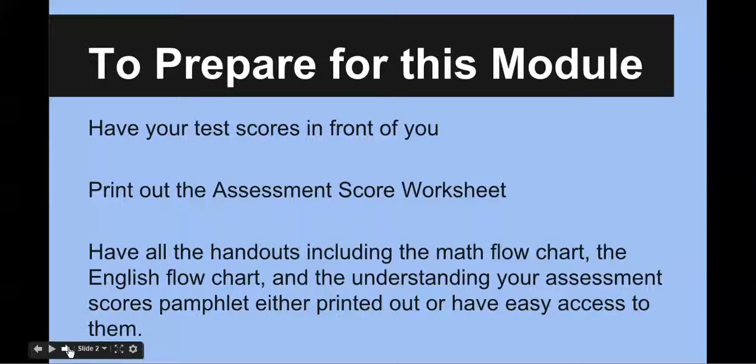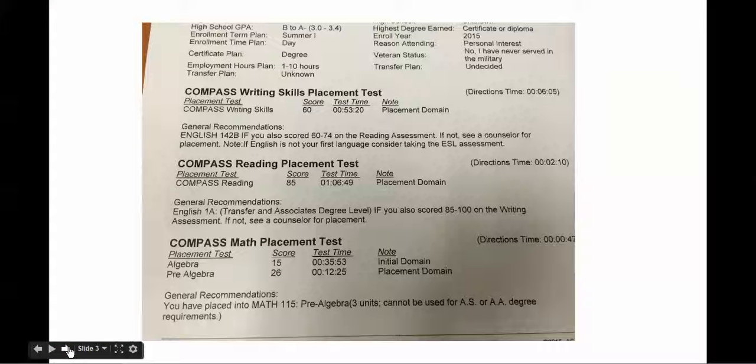By now, everyone should have taken the placement assessment. If you have your test scores with you, they will likely look like this. You will see your test scores for English and math. Your English test scores will note a reading score and a writing score, and underneath each score you'll see the course recommended based on your test results.